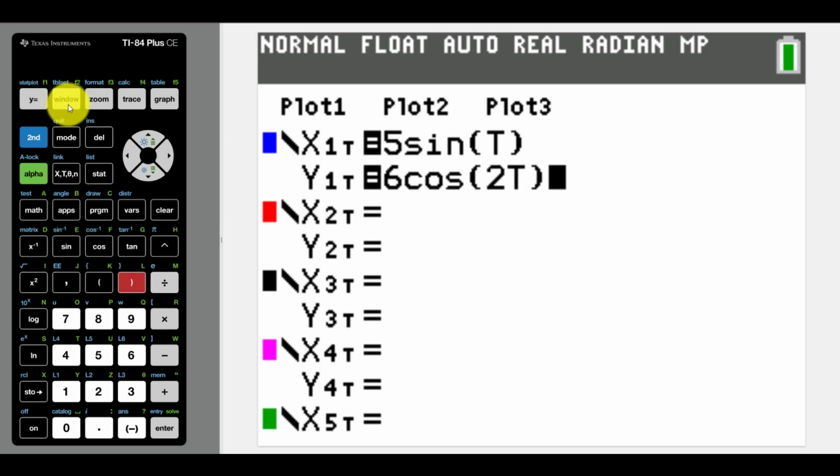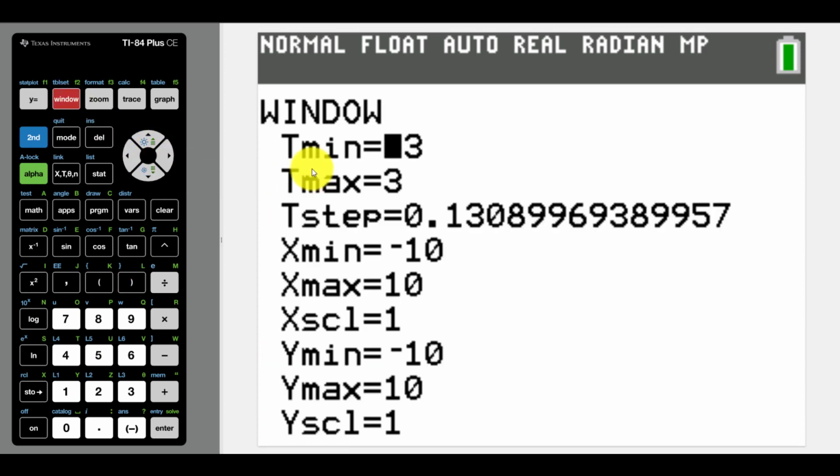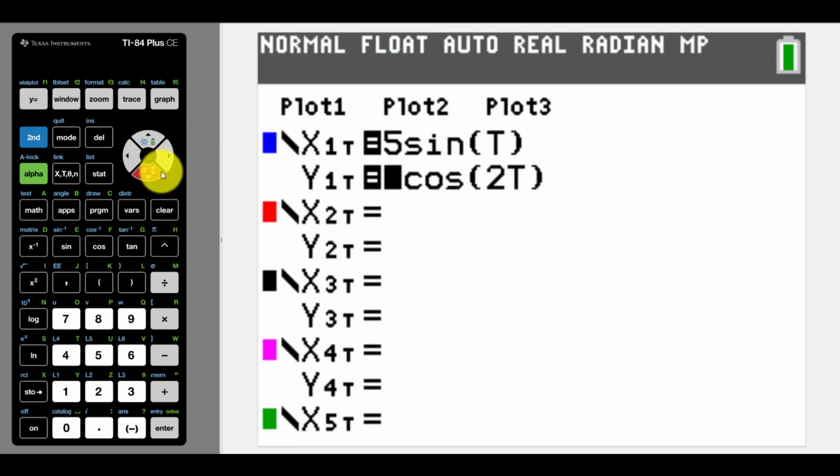Then the other thing I want to point out is under Window, you can choose Tmin and Tmax. So if I want to look at this for t starting at 0 and going up to 12, I can do that. The rest of these are just what you're used to, how far left and right your graph goes, how far up and down your graph goes. Let's change this for fun.